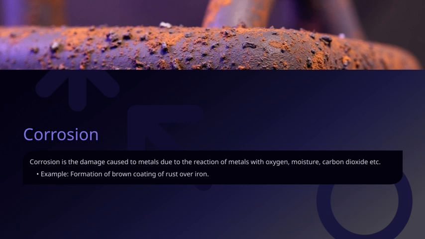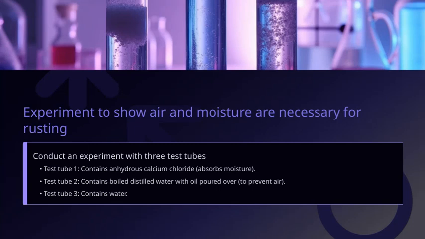It's important to recognize that corrosion isn't just surface level. It can compromise the structural integrity of metal objects if left unchecked. This concept ties into our overall discussion about material durability and the importance of protective measures in engineering and everyday life. Now, let's look at the setup for our experiment.